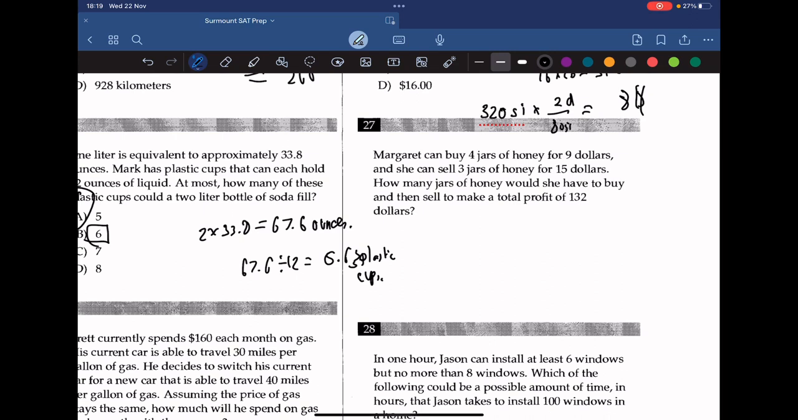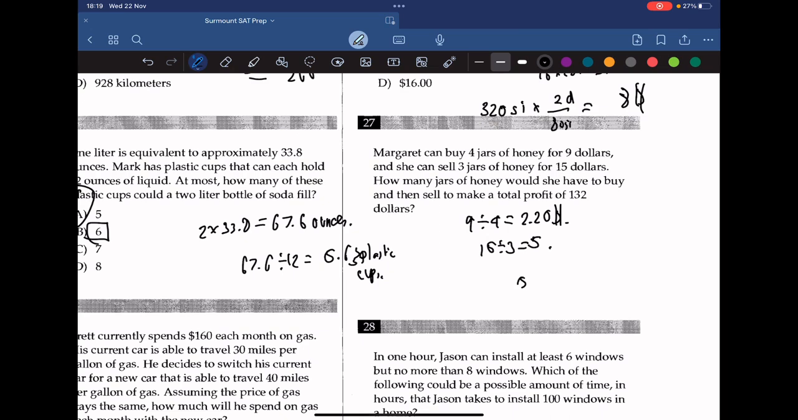So each jar of honey costs 9 divided by 4, which is $2.25, and she can sell each jar for 15 over 3, which is $5. So that's a profit of 5 minus 2.25, which is 2.75. And to make a profit of 132, she needs to divide 132 by 2.75, which gives us 48 jars.